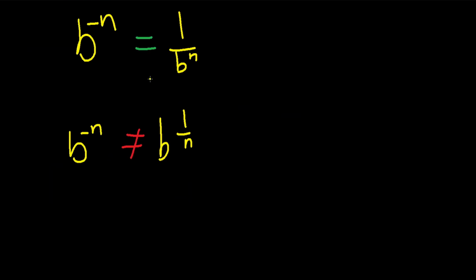To end off this video, I'll warn you guys about the common mistake that students make in regard to negative and rational exponents, where provided b is a non-zero number, b to the power of negative n would equal 1 over b to the power of n, not b to the power of 1 over n. Now onto radicals.